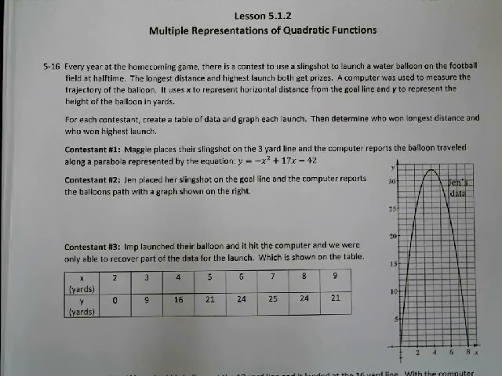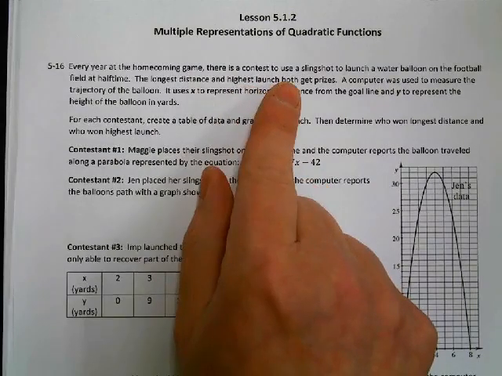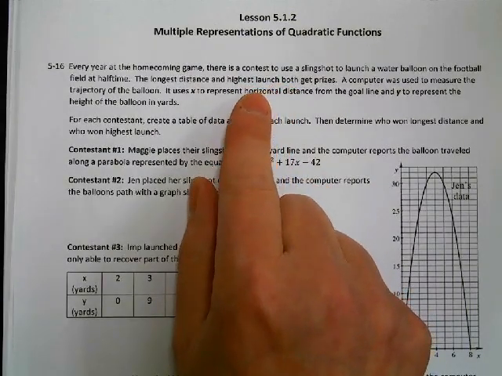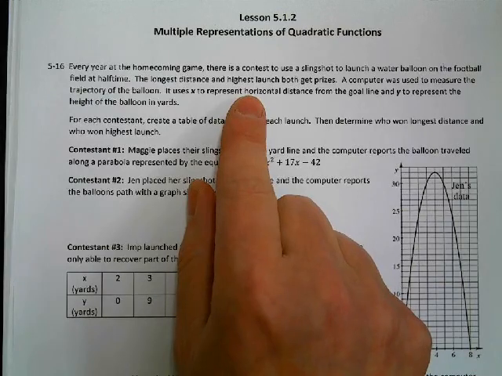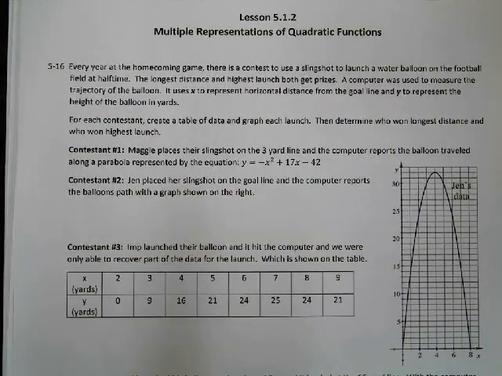So to start this off, we've got a situation here. Every year at the homecoming game, there is a contest to use a slingshot to launch a water balloon on the football field at halftime. The longest distance and highest launch both get prizes, and they use a computer to measure the trajectory of the balloon. It uses X to represent the horizontal distance, so how far it's traveling side to side, and Y to represent the height of the balloon in yards.